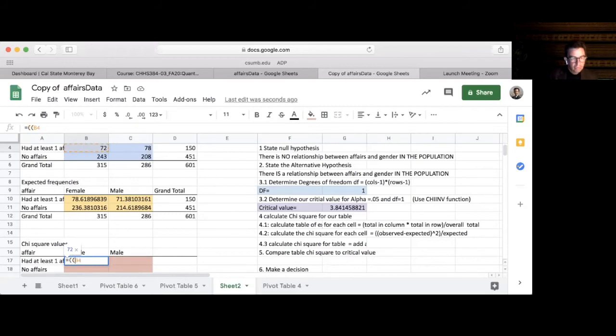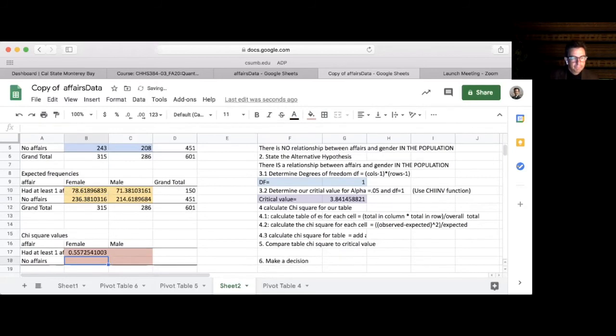I think 2 will do. So the observed minus the expected, close parentheses, and we're going to square that. And the way to do that is this little hat on shift 6, and then that's to the power of 2, right? And divide the whole thing by the expected again. And that's the value of the chi-square for that cell.